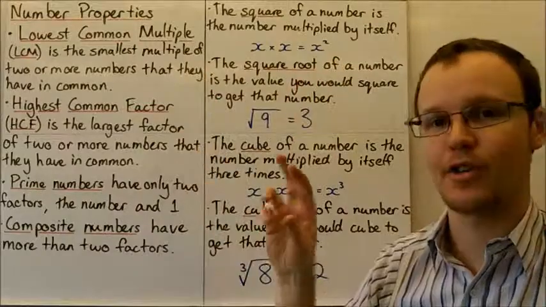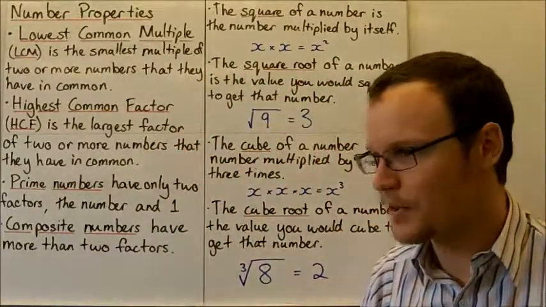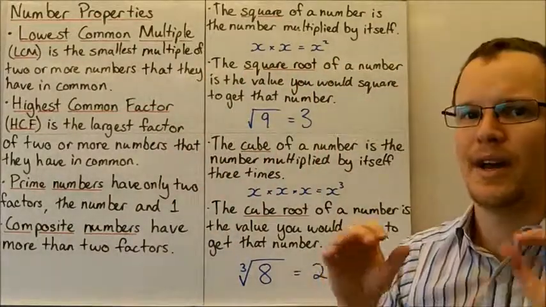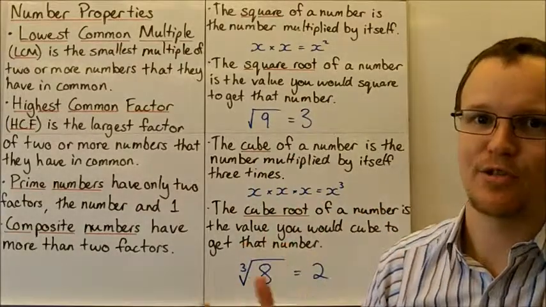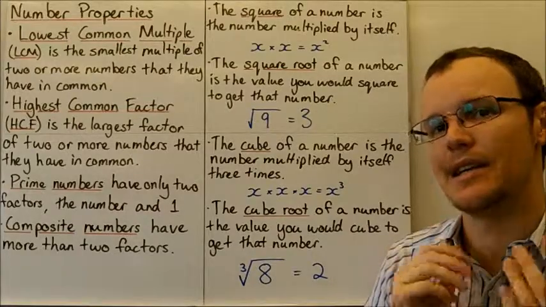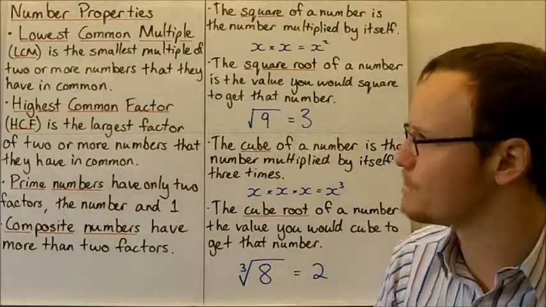The lowest common multiple is, if we have a look at all of the common multiples that they've got, the lowest one, the smallest of those numbers. So the lowest common multiple for 3 and 4 is going to be 12. 12 is the lowest number that they both have in common.